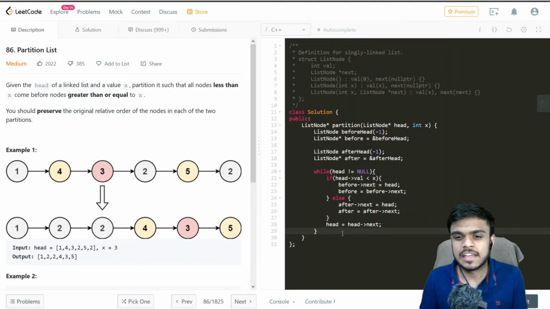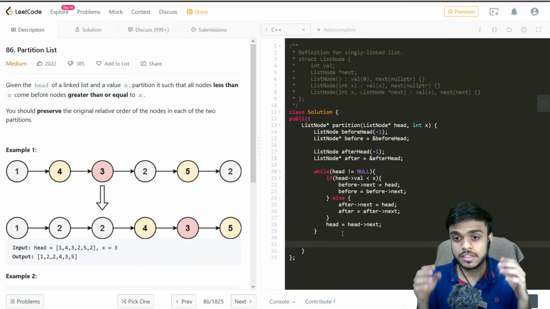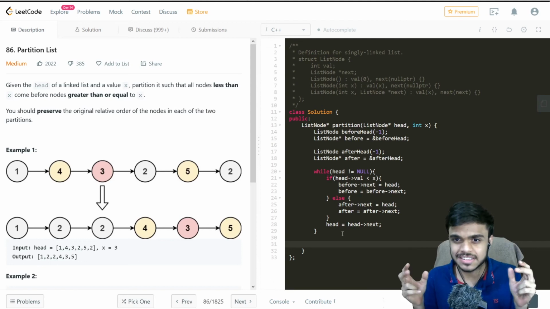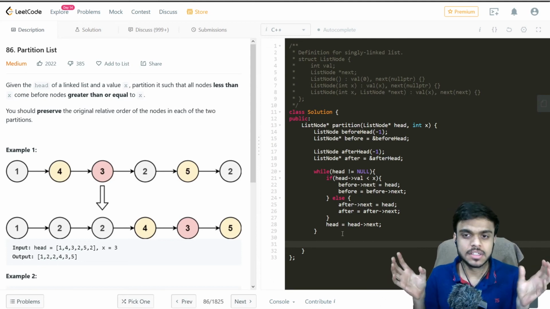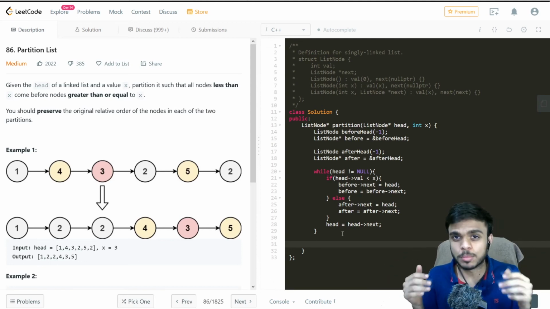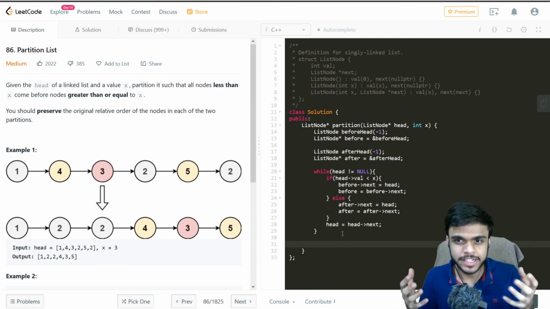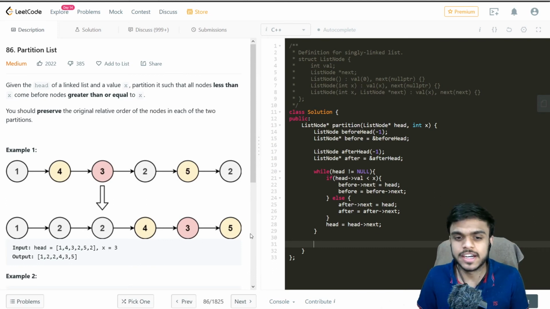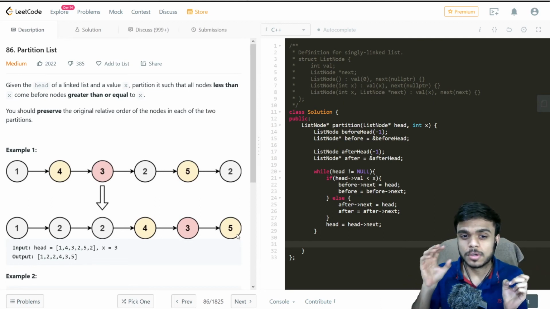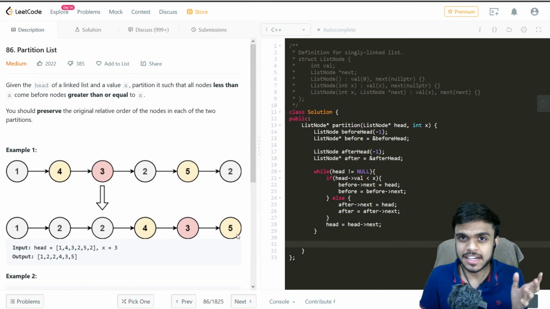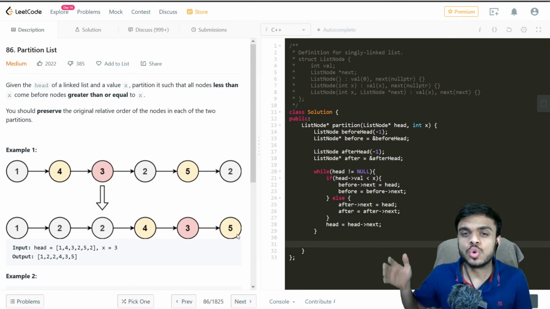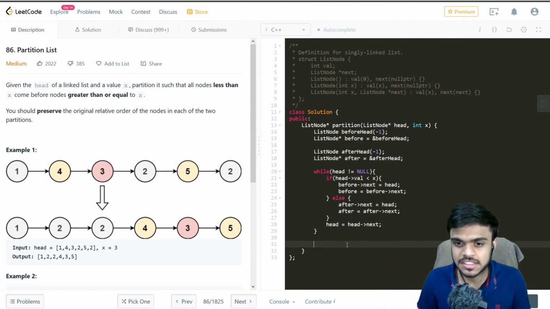The thing that is left is that we are here with the two lists, before head and after head, and these two lists are populated with their own data. The first list contains 1, 2 and 2, and the second list, the after list, contains 4, 3 and 5. Now the only thing remaining is to merge those lists, and also to make sure that after the second list, the last node is pointing to null. So let's just do that.